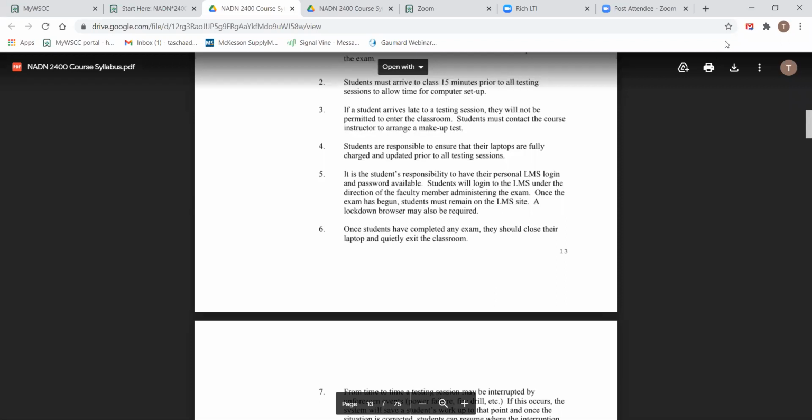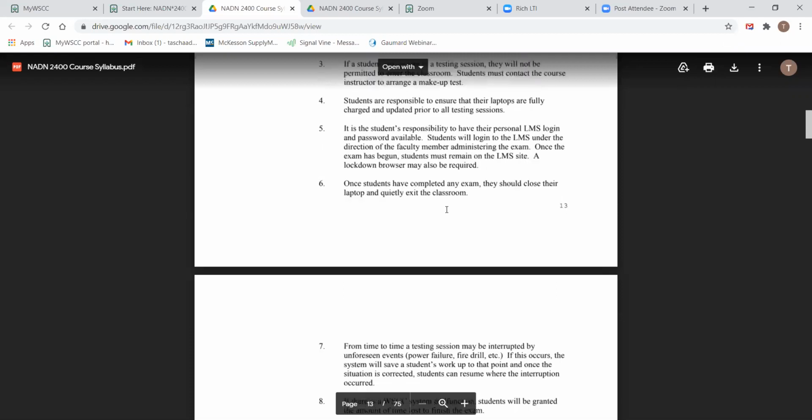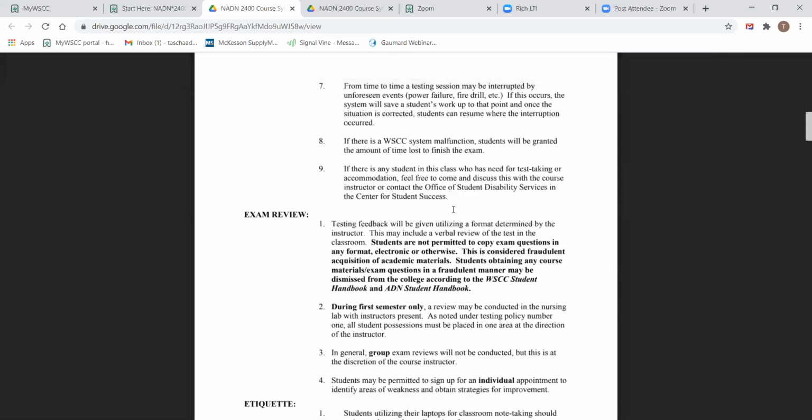From time to time, a testing session may be interrupted by unforeseen events. We know power outages, kind of crazy things happen. So if that occurs, usually what happens is the system picks up back where you left off. It saves that and you go back into the system and then you can continue to take that exam. We will make sure that if there is a malfunction at Washington State, that you're granted the amount of time lost on that exam.